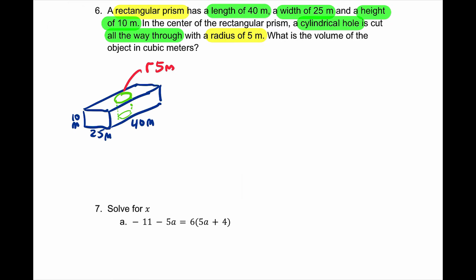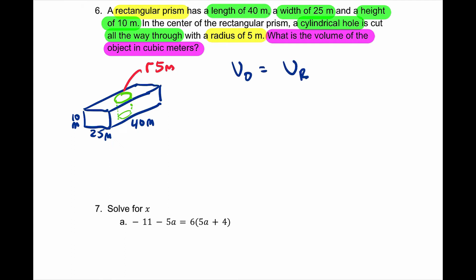So what am I trying to figure out? Well, I want to know what is the volume of the object in cubic meters. So the object is going to be that rectangular prism minus the hole. So the volume of the object equals the volume of the rectangular prism minus the volume of the cylinder. So we'll start off here with the volume of the rectangle. That one's quite easy to do. So it's going to be volume equals length times width times height. So the volume of the rectangle is going to be 40 times 25 times 10.